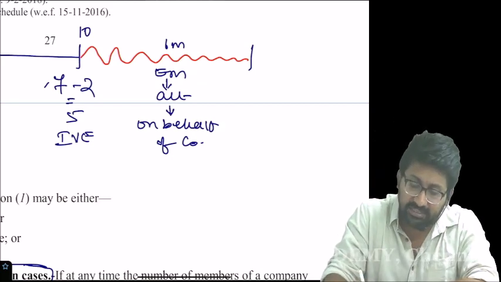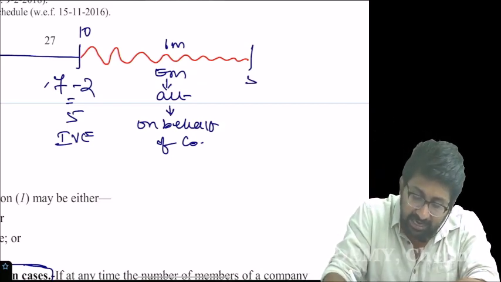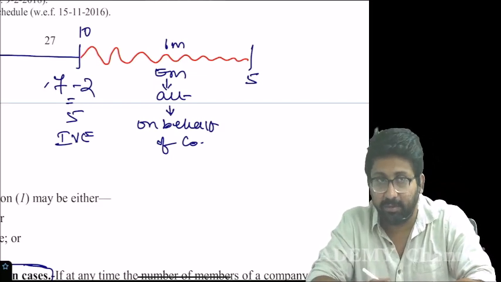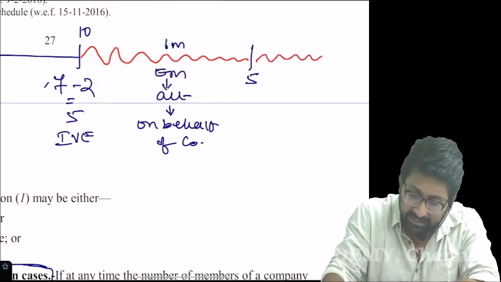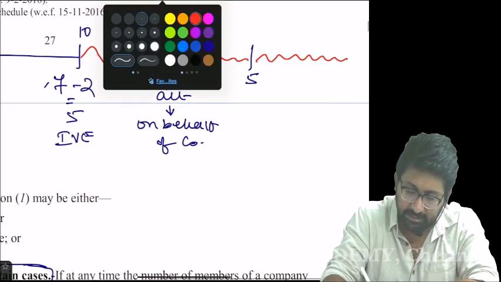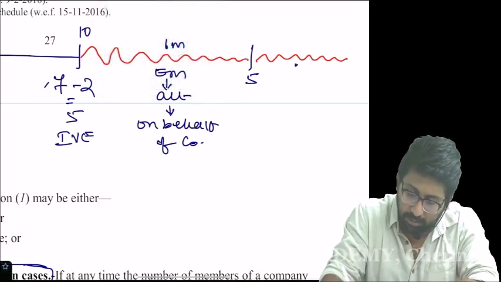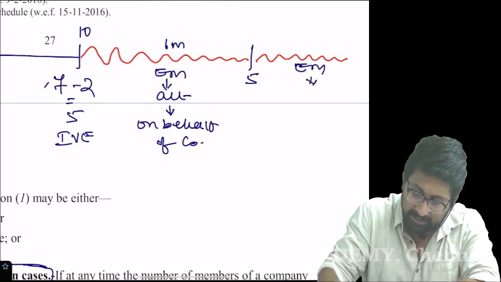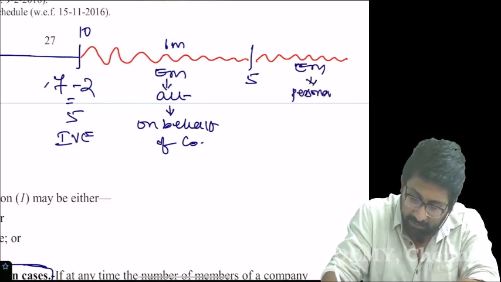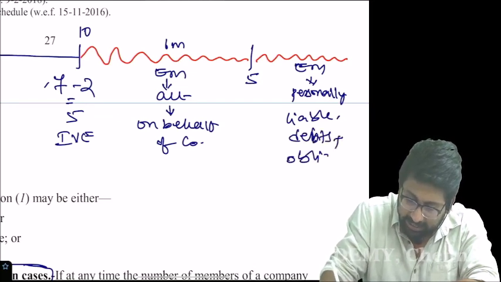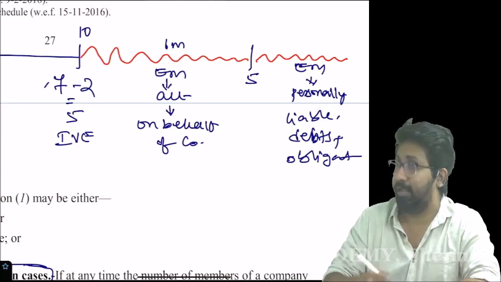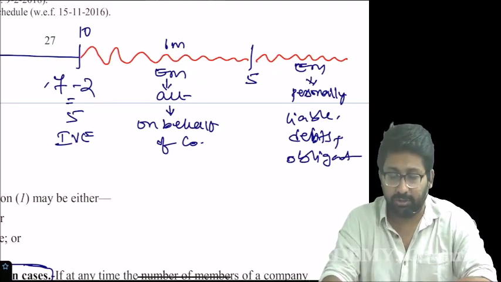Even after 6 months, if the number is still running at 5, and any act is done after this, those existing members will become personally liable for debts and obligations. So you should tell me the answer.